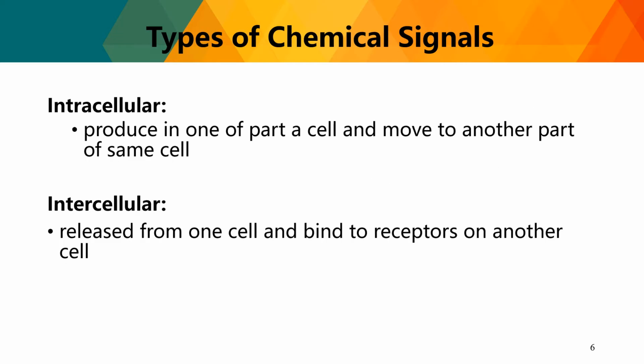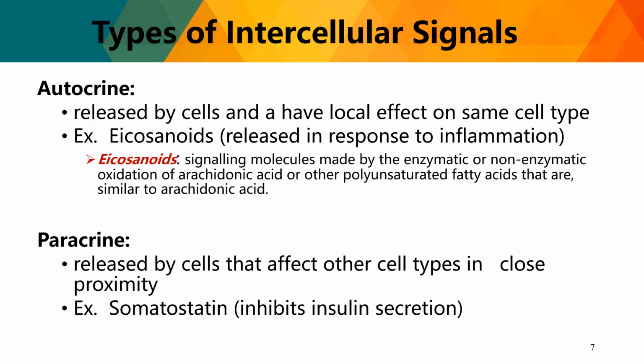The different types of chemical signals: first we have the intracellular. When you say intracellular, this is happening within the cell. It is produced in one part of a cell and moves to another part of the same cell. But intercellular signals are chemical signals between different or same cells. They are released from one cell and then bind to receptors on another cell.